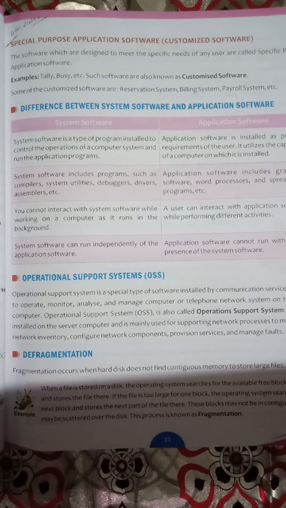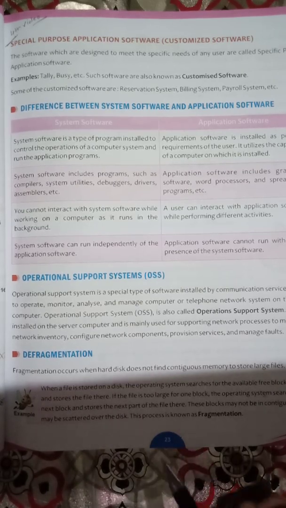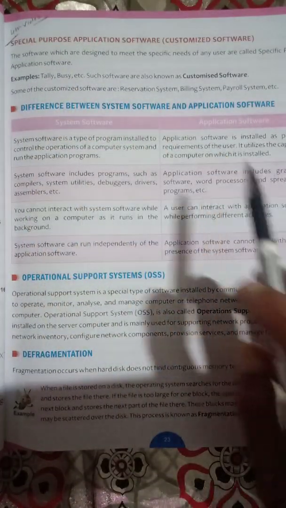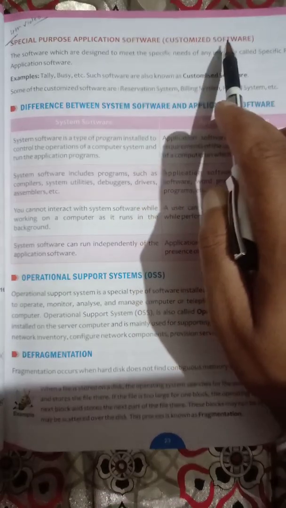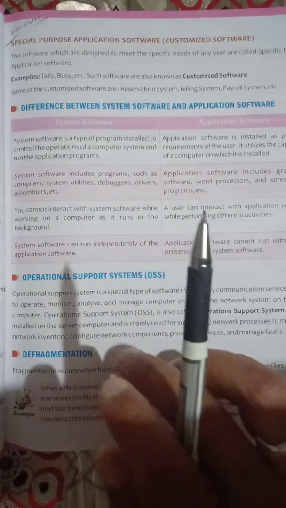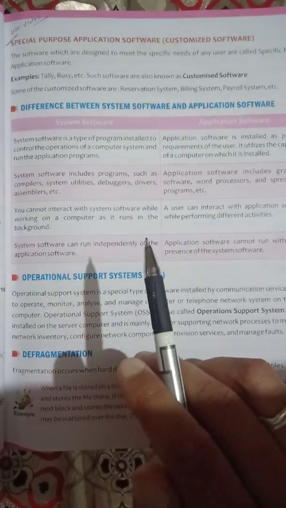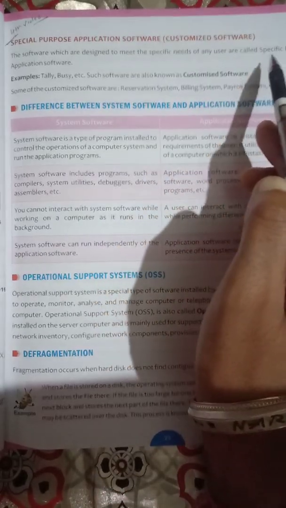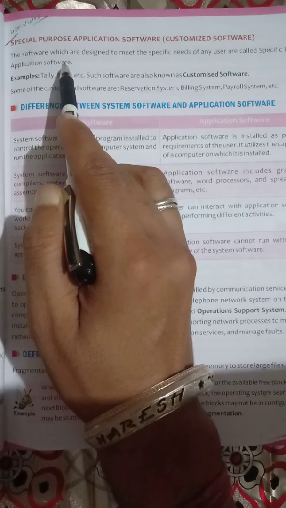Today I am going to start our next video from chapter number 2 on your page number 23. See, at the top of page number 23, special purpose application software means customized software. So let's know about the special purpose application software. The software which are designed to meet the specific need of any user are called special purpose application software.